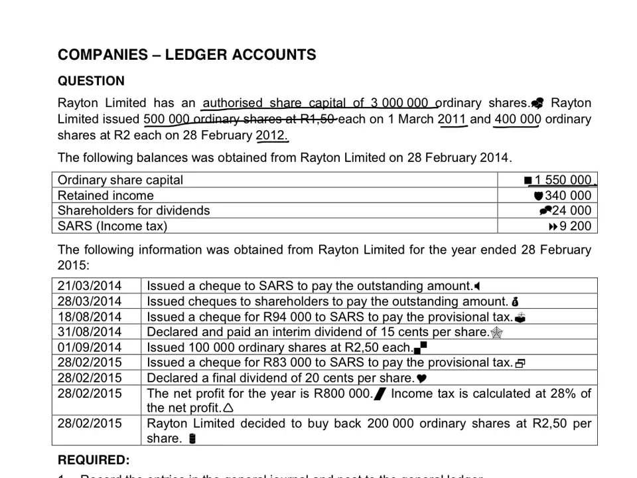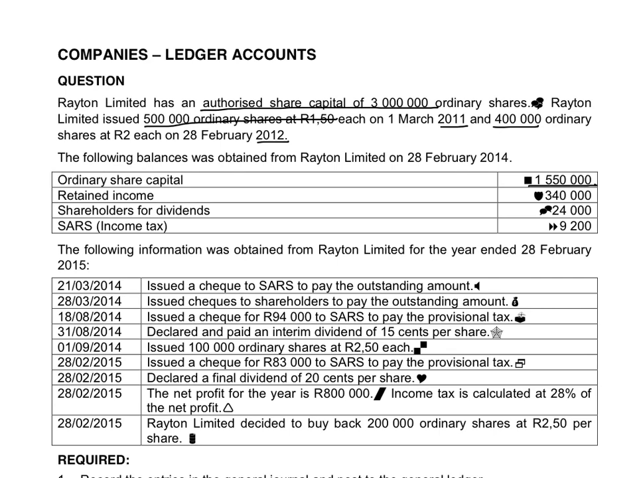Then the retained income is also provided. Shareholders for dividends, so that was dividends that was declared at the end of the previous year that was not paid and will be paid in the beginning of the current financial year. SARS income tax means that we didn't pay enough provisional tax payments the previous year, so that is the amount that's owed to SARS. Then the following information was obtained from Raytheon Limited for the year ended 28 February.